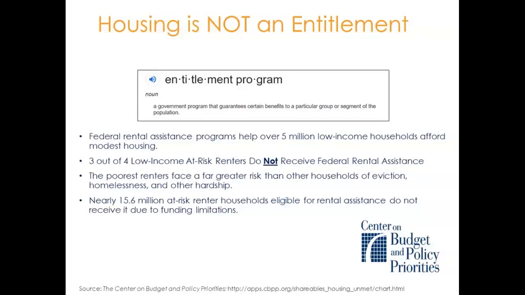Federal rental assistance programs help about 5 million low-income households afford some modest housing. About 90% of them include households with children, the elderly, or the disabled. But 15.6 million at-risk renter households that are eligible for rental assistance do not receive it due to funding limitations. And 63% of that 15.6 million in the United States are households that have children or are headed by a person who is elderly or has disabilities.